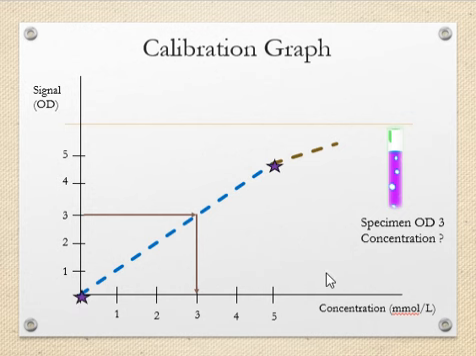So, if we have a specimen and the glucose OD of that specimen is 3, what is the concentration? If you can see here, OD 3 will give the concentration of 3. Yes, the glucose of this specimen is 3 millimole per liter.